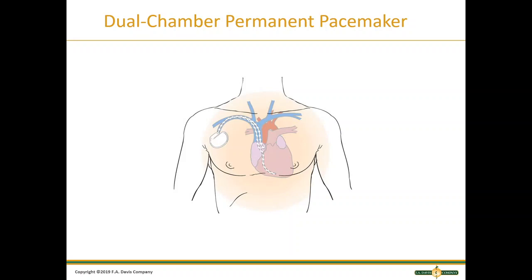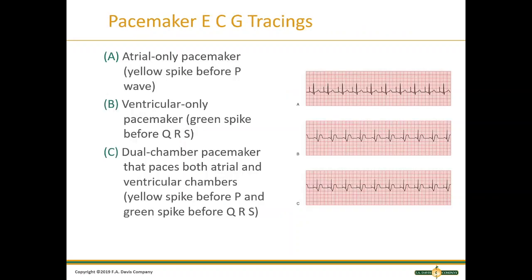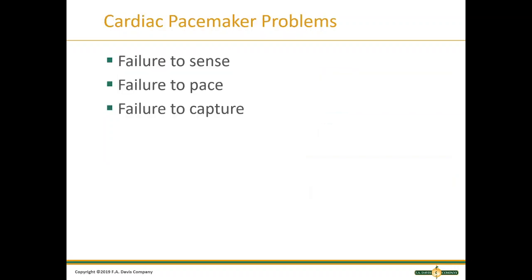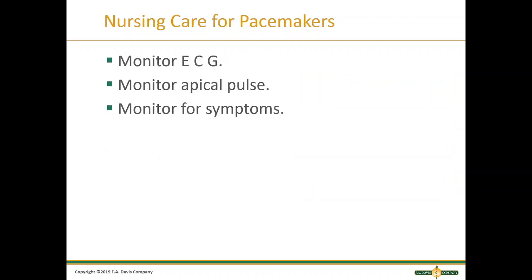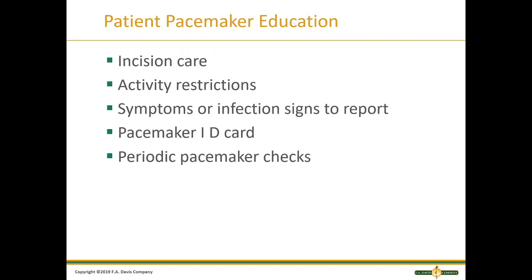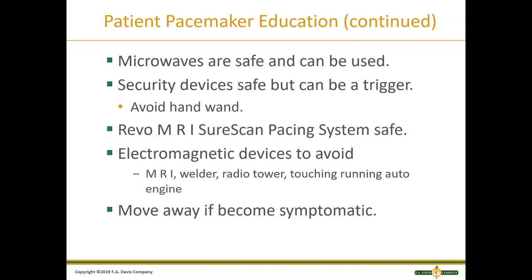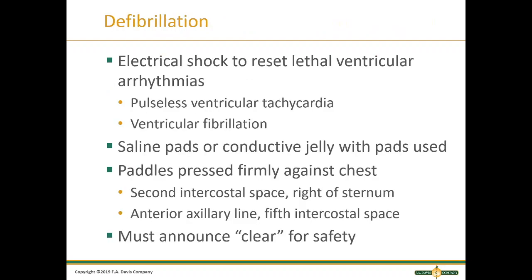Dual chamber heart pacemaker, EKG tracings, ventricular only. This gives you just the different areas of the heart and how they monitor them. If you have a pacemaker, you cannot have an MRI. They have to have different types of testing for any of that.